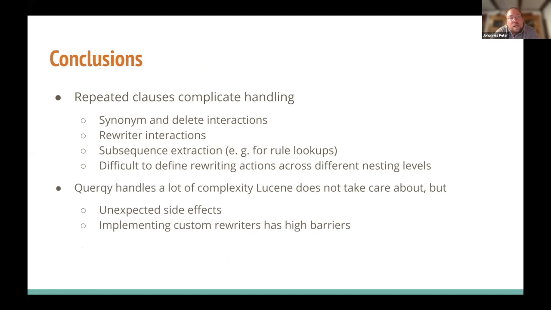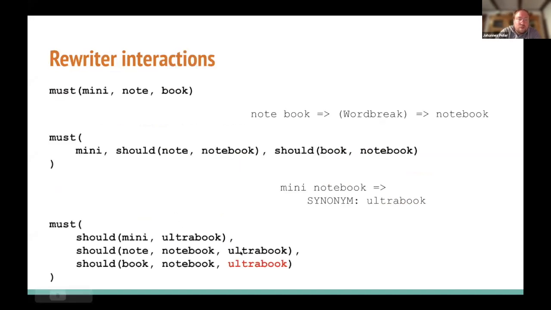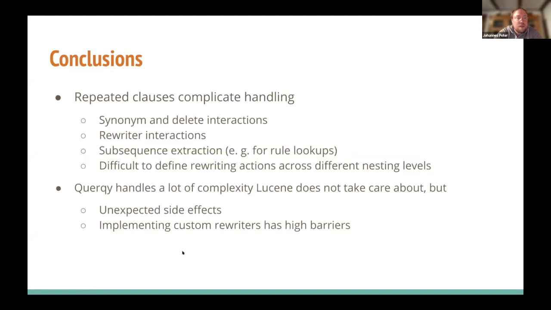So what can we conclude here? The repeated clauses complicate the handling of synonym and delete rewriter interaction, but also: what is a subsequence if we have a repeated term? For example, is ultrabook or ultrabook notebook a subsequence for subsequent lookups? And finally, what is also very difficult, and I have not tackled this here because it is even more complex, and Quirky currently does not do this, is to define rewriting actions across different nesting levels. If you have multiple terms to multiple terms, you need more nesting, and applying synonyms across different levels of nesting is also very complex.